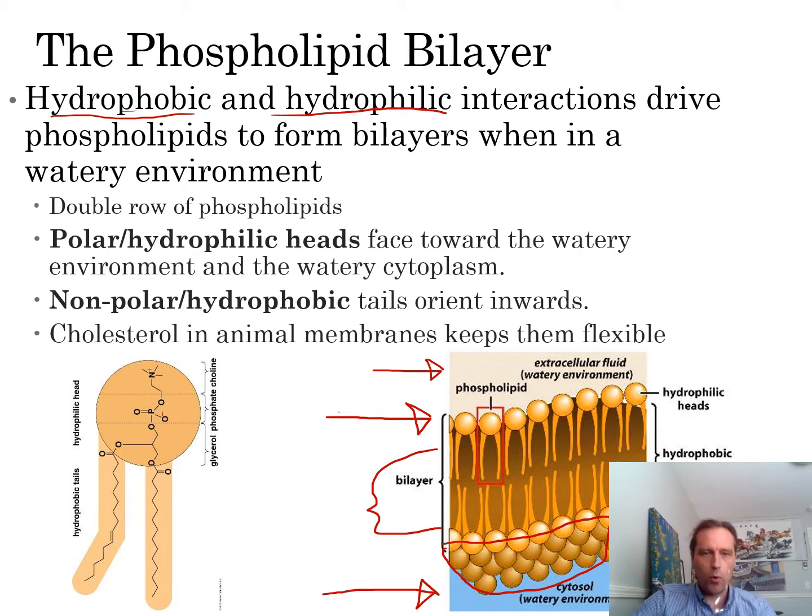Okay, so bullet number 1 up here. It's a double row of phospholipids. The proper term is a phospholipid bilayer. Bullet 2, polar or hydrophilic heads face toward the watery environment and the watery cytoplasm. The nonpolar hydrophobic tails orient inwards, and also cholesterol in animal membranes helps to keep them flexible at both low and high temperatures.